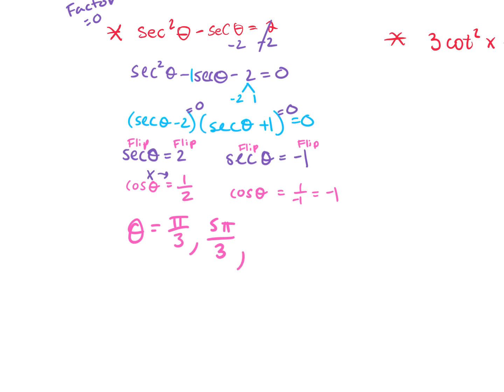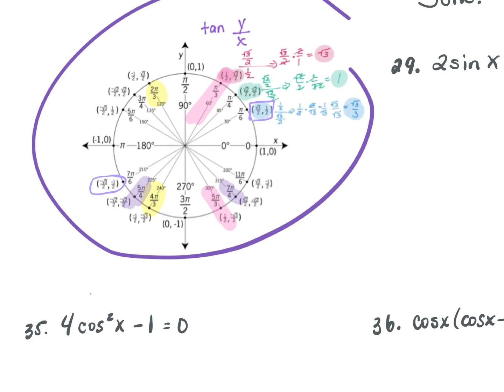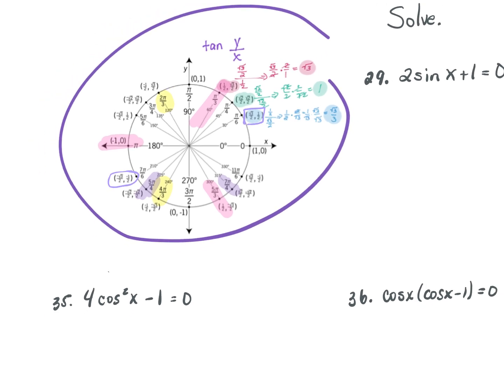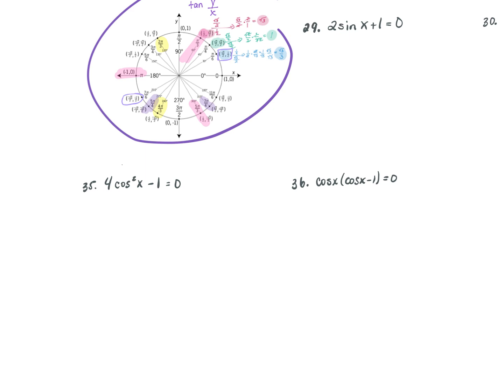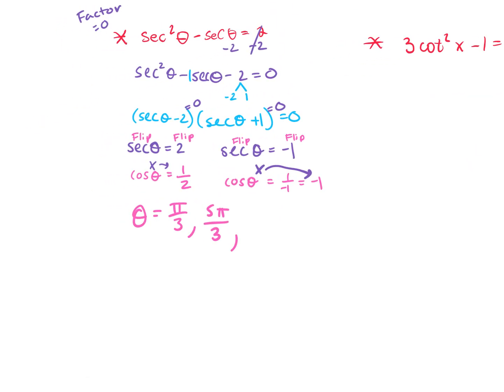And then we want to do the same thing for when cosine's equal to -1. So that tells us we have to look at the x value, where x value is -1. Where on our unit circle is our x value -1? 180. Anywhere else? Nope, that's it. So just pi. Remember, your answers here have to be in radians. So our answer would be pi. So these are our 3 answers.